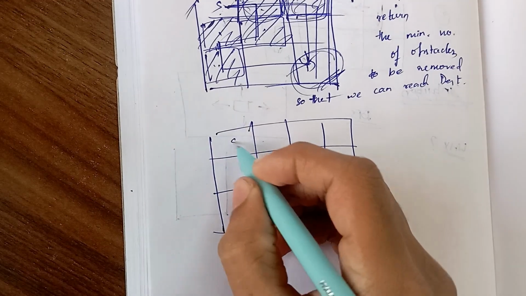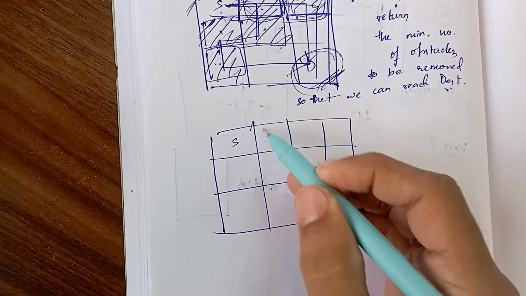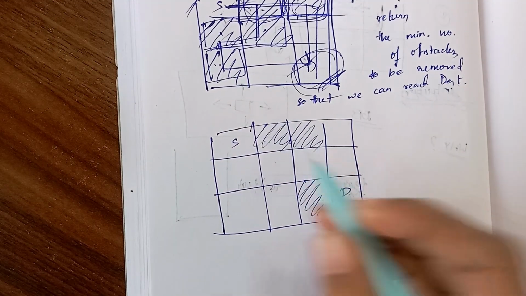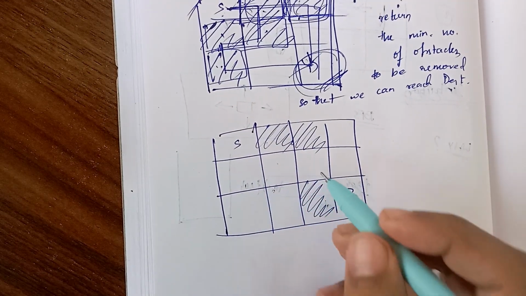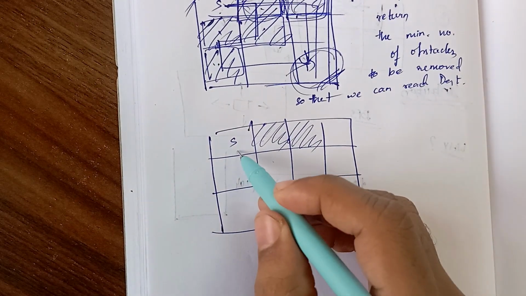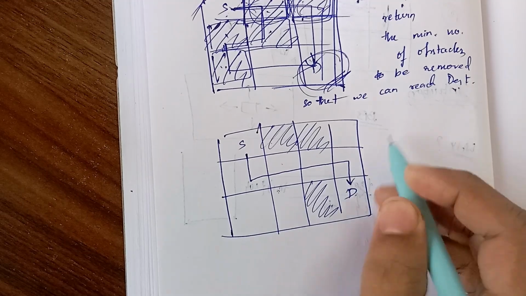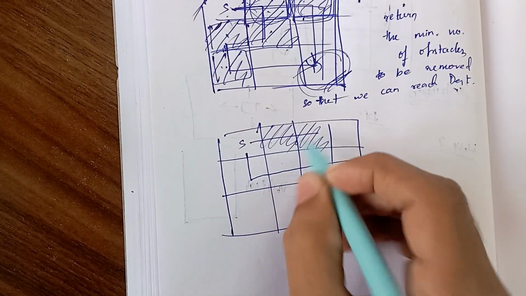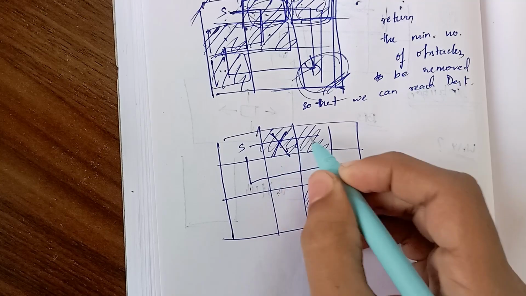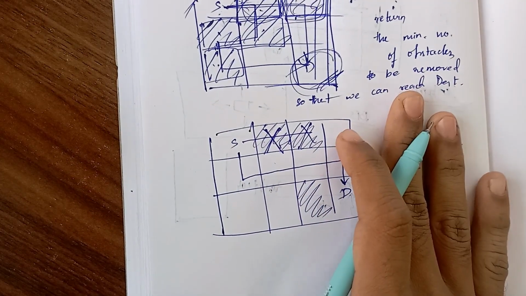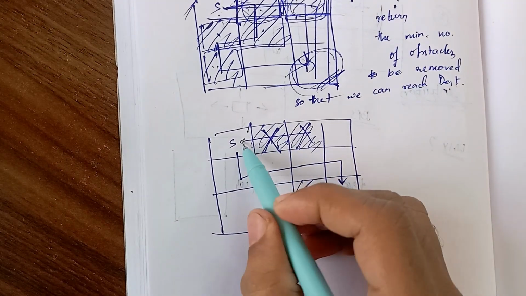Here is the destination, here is the start point. Now let us see this example. Now this source can go from here to here. There is no need to go through walls and break them. No need to break these obstacles. We are asked to remove the minimum number of obstacles, so don't go through these walls.